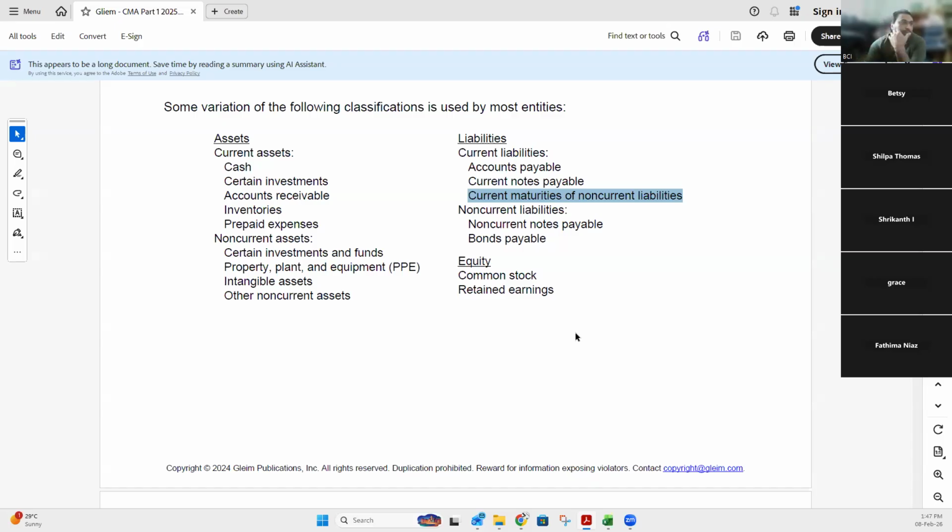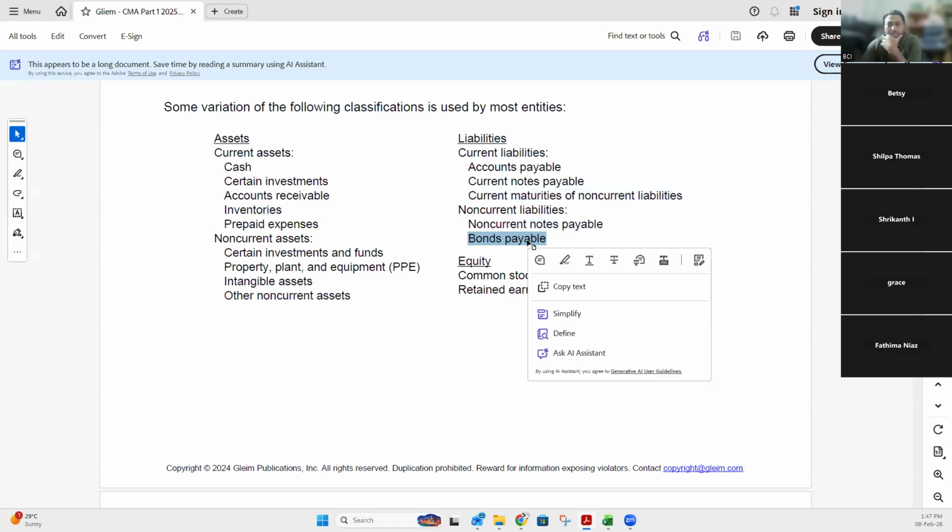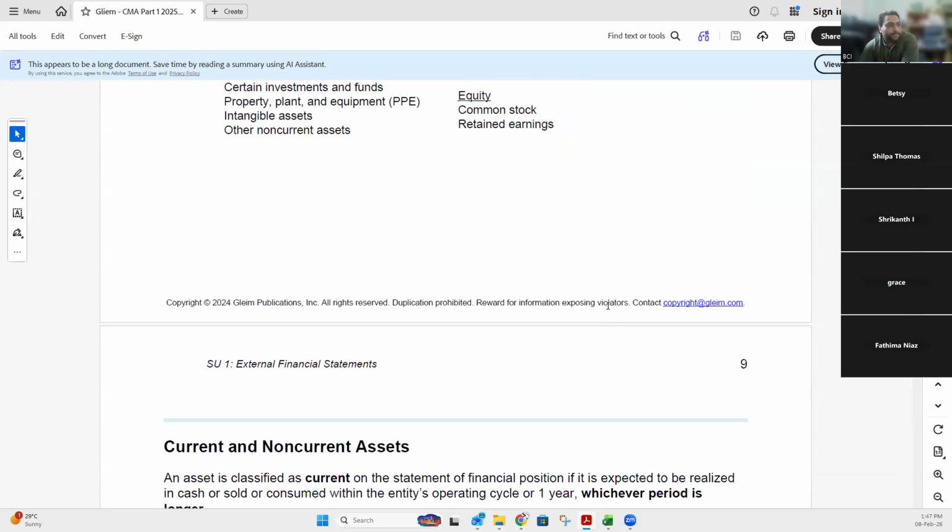Okay. Then comes non-current liabilities, which is non-current notes payable and bonds payable. So what happens to the bonds? Bonds, debentures, and all this come under this heading. Here also, we have, like, a 10-year term bond. Then that bond's repayment, whatever we are having, we also have to show as current and non-current. Clear? Then in the equity, we have common stock and retained earnings.